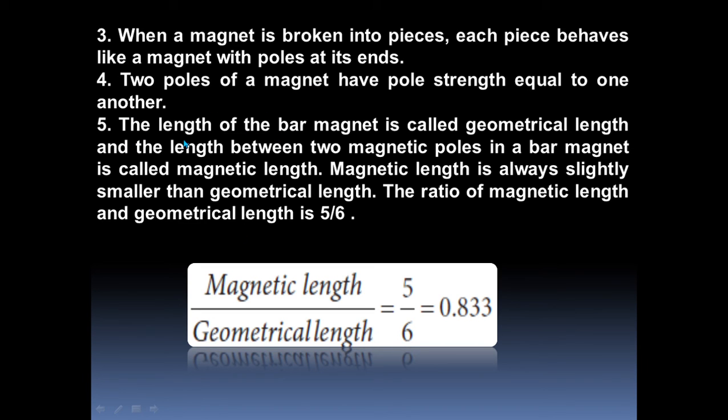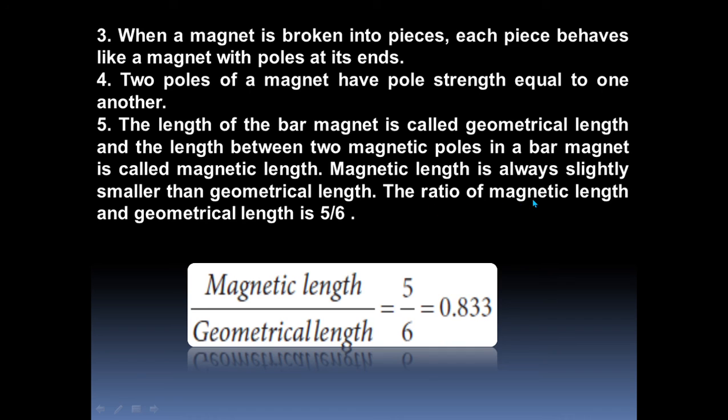Then the last point: the length of the bar magnet is called geometrical length, and the length between the two magnetic poles in a bar magnet is called magnetic length. This is very, very important. The length between the two ends inside the magnet is what we call magnetic length. Magnetic length is always slightly smaller than geometrical length.